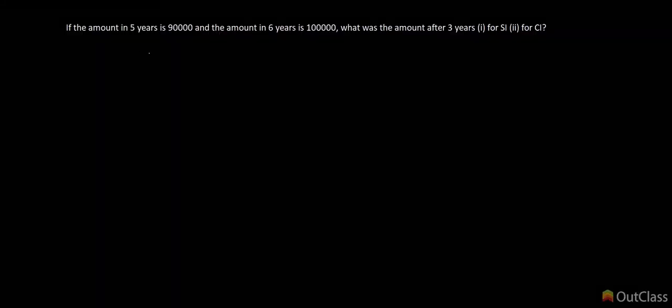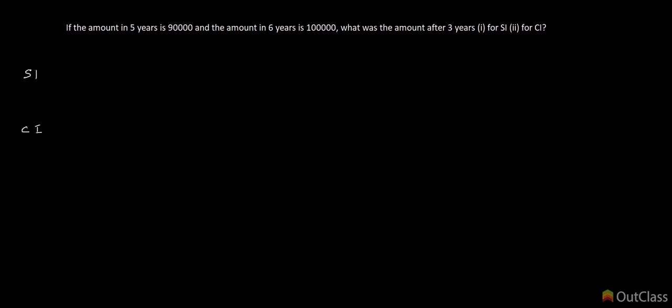Let's look at a very simple question. If the amount in 5 years is 90,000 and the amount in 6 years is 100,000, what was the amount after 3 years? And we have to do this separately for SI and CI. Let's look at them both.